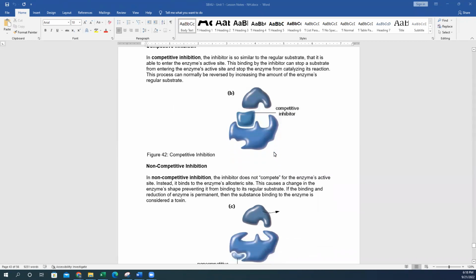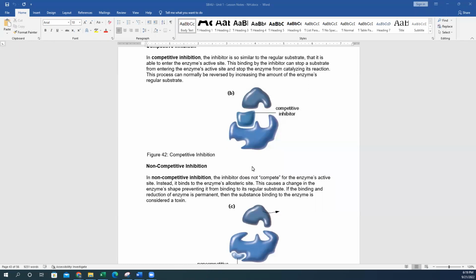And in this case, you can reverse this inhibition simply by increasing the amount of the enzyme's regular substrate. Essentially, if you have more of the substrate molecule, then it can outcompete the competitive inhibitor and have more chances of binding into this binding site.